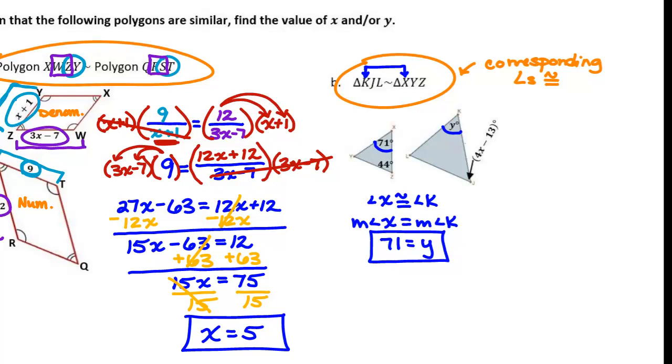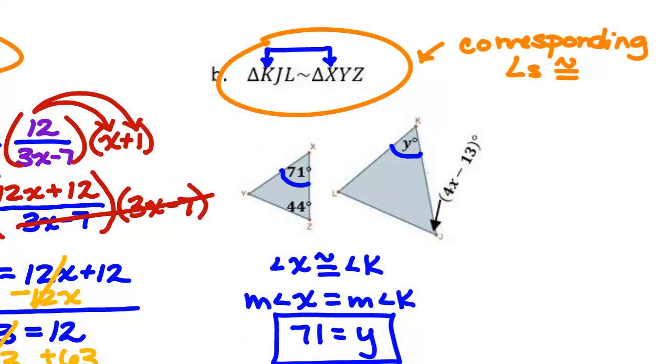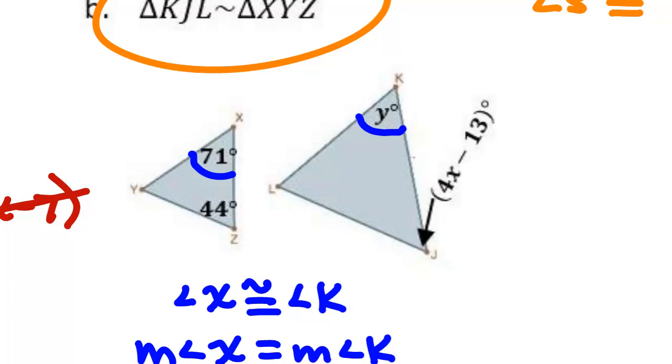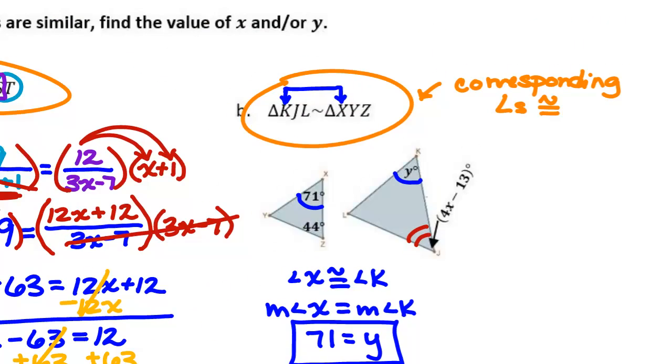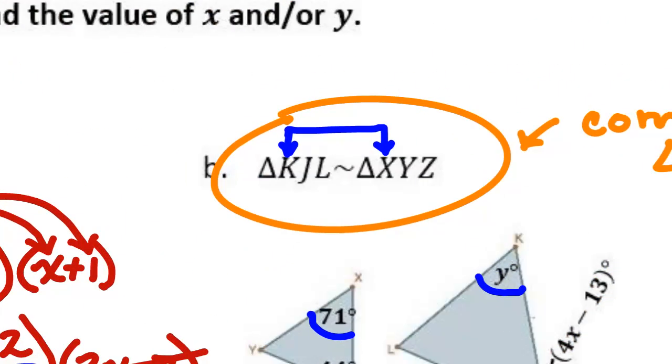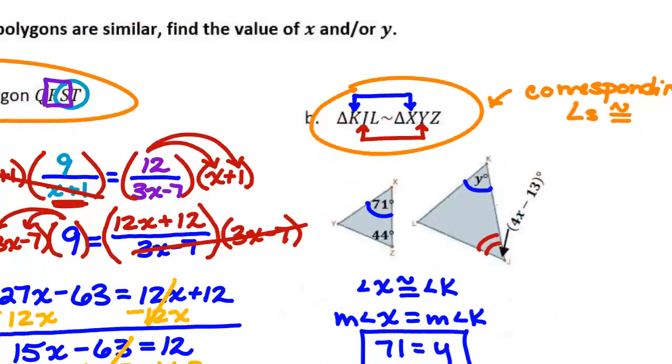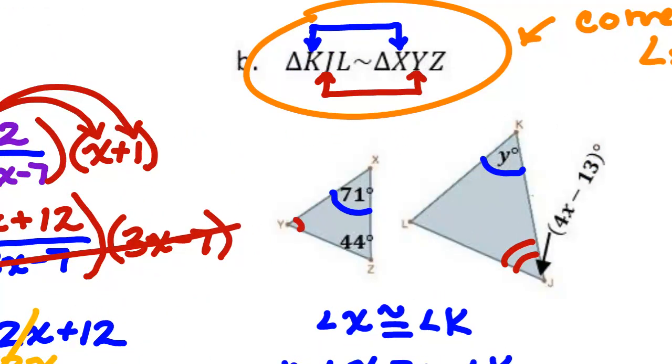We're still going to need to find what X is. Which angle has X with it? Angle J, right here. And according to my similarity statement, angle J is congruent to which other angle? J is congruent to Y. Look, they're both in the middle of my similarity statement here. J is congruent to Y. Well, they didn't tell me how big angle Y is. How am I going to do this?